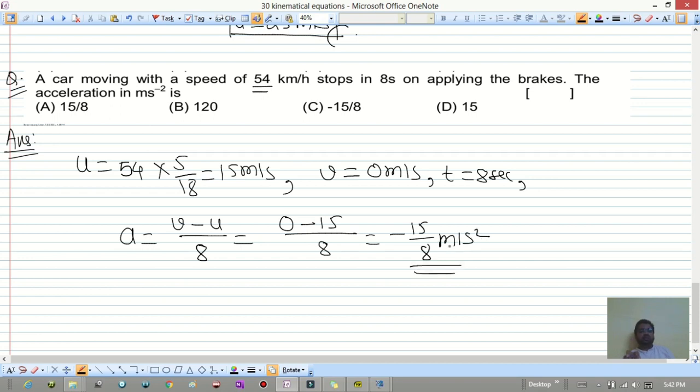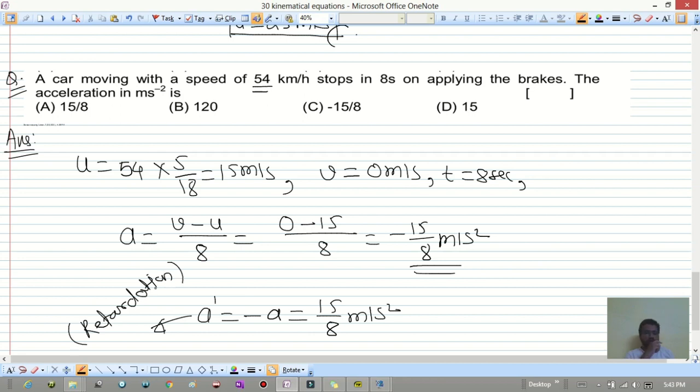Now they have asked the acceleration. Acceleration is minus 15 by 8, but what about the retardation? Retardation will be negative of acceleration, and that is equal to 15 by 8 meter per second squared. So whenever they ask you to find the retardation, you have to consider the negative of acceleration, and whenever they ask you to find out the acceleration, you have to find the exact value. So I hope this is clear now.